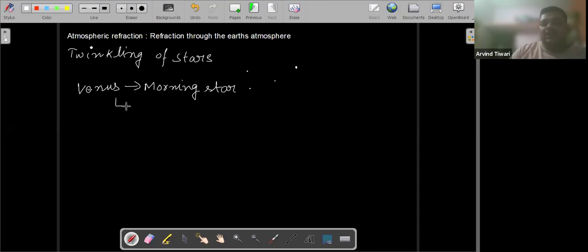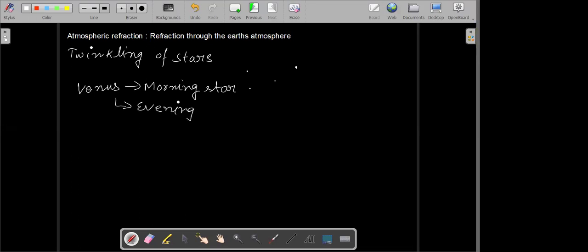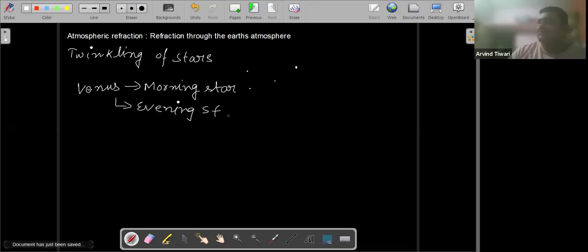Then we also call it the evening star. Yes, it's the first star to be observed in the evening, so that's why it is also called the evening star. However, we are calling it a star, but we know that it's not a star; it's a planet. Venus is a planet, not a star. Okay. So, do we observe the twinkling effect in Venus also?